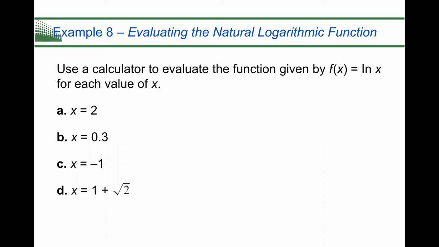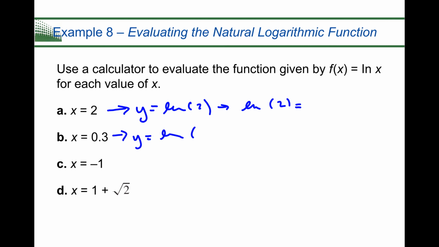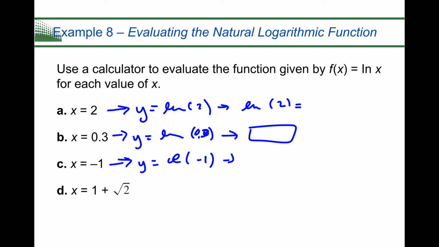So what if we find f of x equal to ln x for each value of x? Right here, I'm going to do y equal to ln of 2. So I'm going to go to my calculator and type in the ln button, it'll use an open parenthesis, and I'm going to close it up with a 2 in there. See what you get. Again, y equals ln of 0.3. See what you get. y equals ln of -1. See what you get. And y equals ln of open parentheses 1 plus the square root of 2, close parentheses. See what you get.